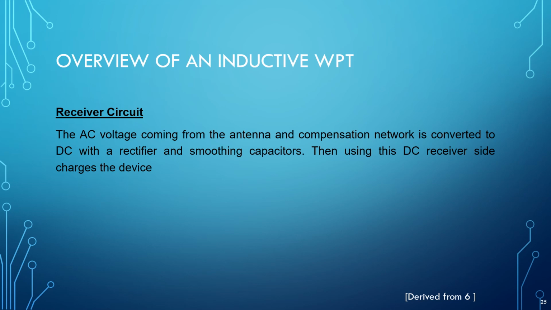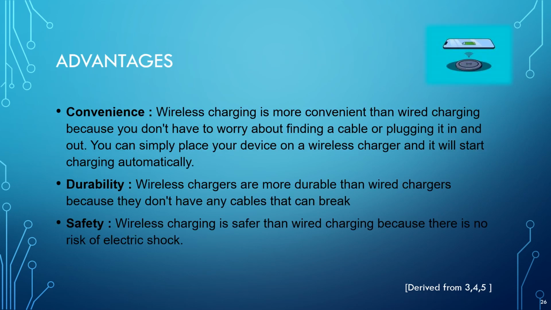Next is the receiver circuit. The AC voltage coming from the antenna and compensation network is converted to DC with a rectifier and a smoothing capacitor. Then using this DC, the receiver side charges the battery of the device that is to be charged.